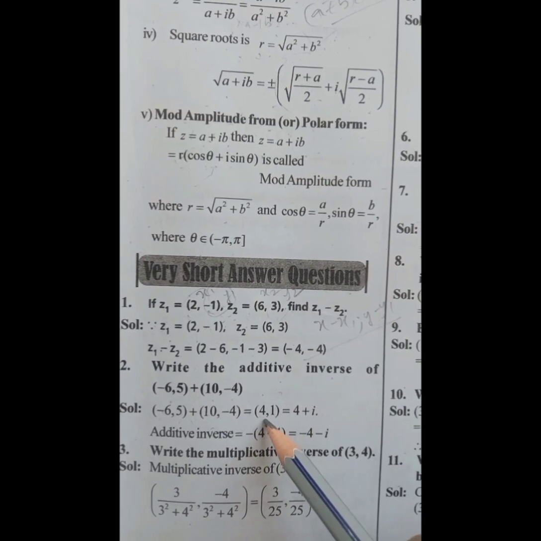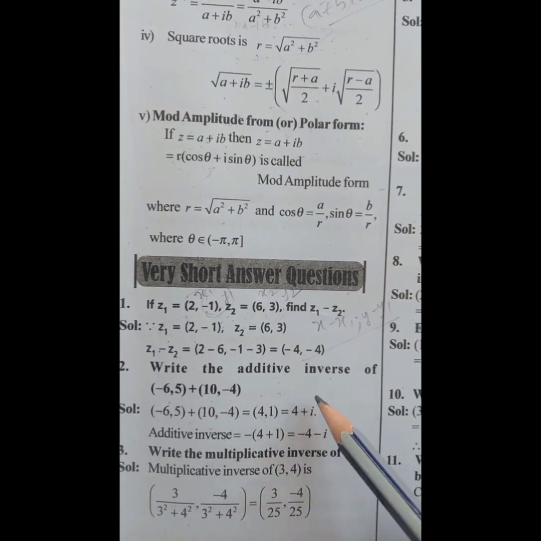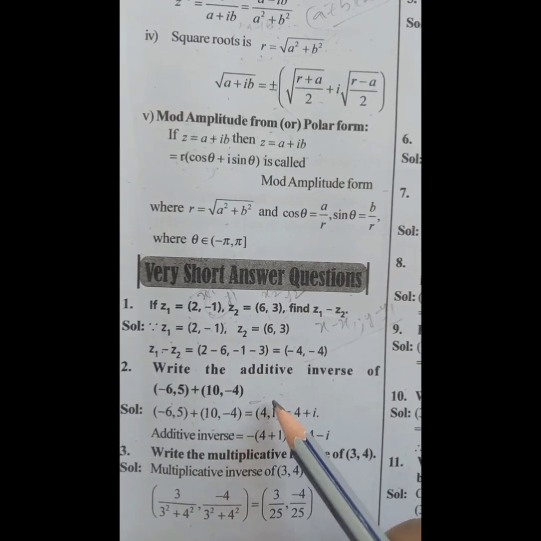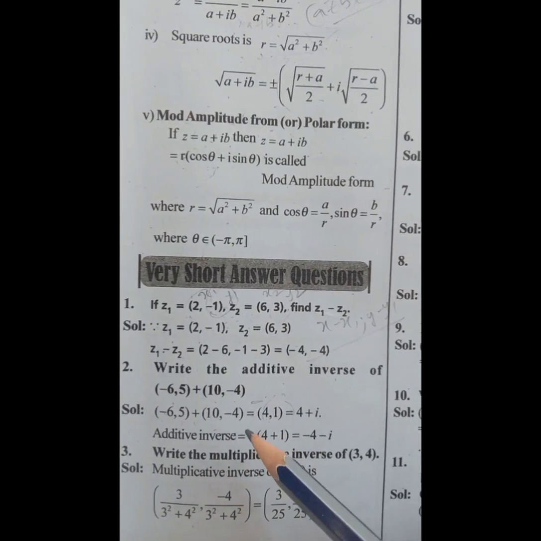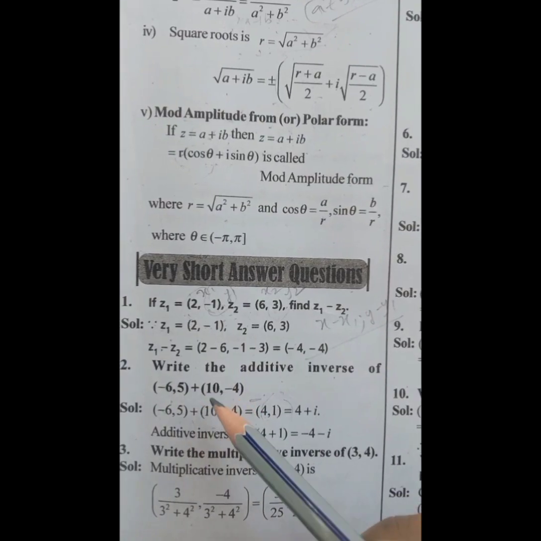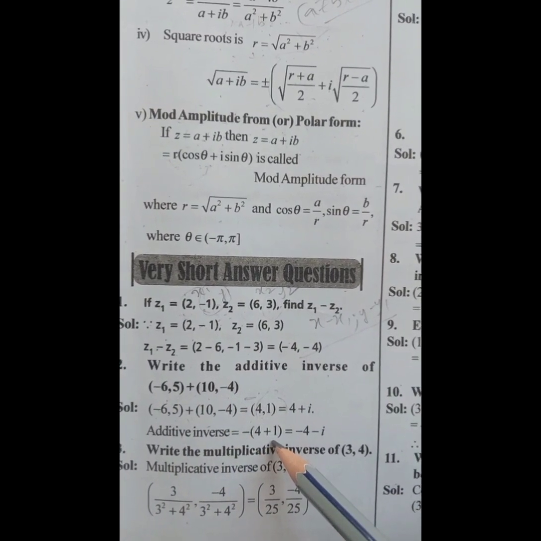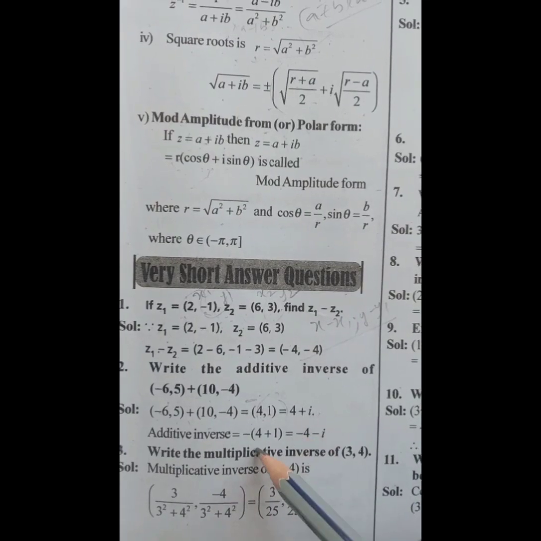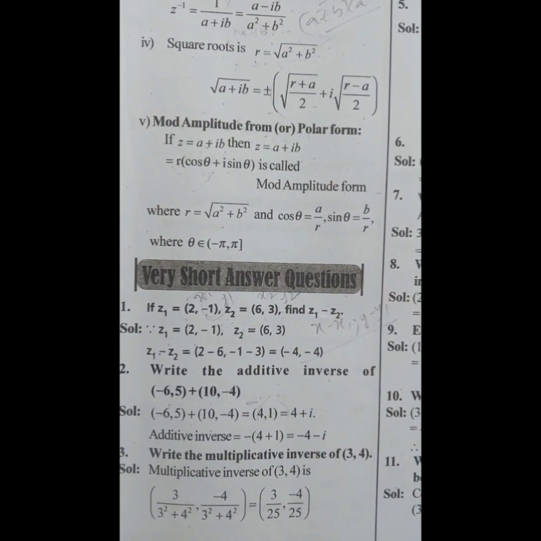Here there are two terms with positive signs. Then we need to replace plus with minus by multiplying minus in front for the additive inverse, applying the opposite sign for the given question. Then we get the additive inverse formula: minus of a plus ib is converted into minus a minus ib.